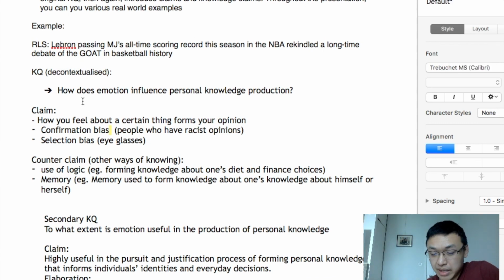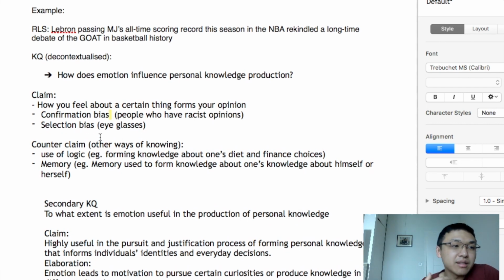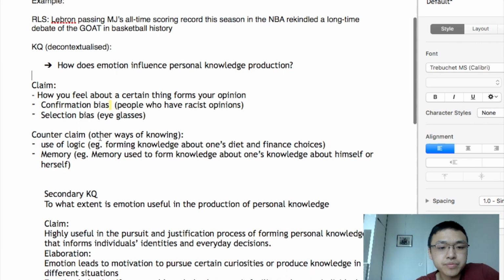Another example is selection bias, which is saying that when people observe certain things, they often have a bias in their selection of data. So for example, somebody who recently bought a pair of glasses and started wearing glasses is more likely to observe other people who wear glasses, right? So they might have a bias in believing that more people wear glasses than is actually true, right? So that's selection bias, because people who wear glasses tend to only pick out other people who wear glasses, right?